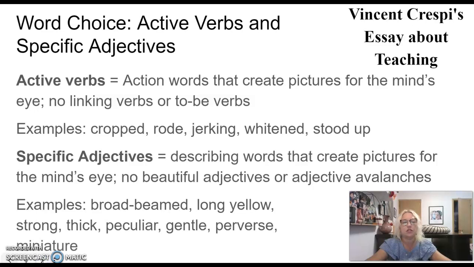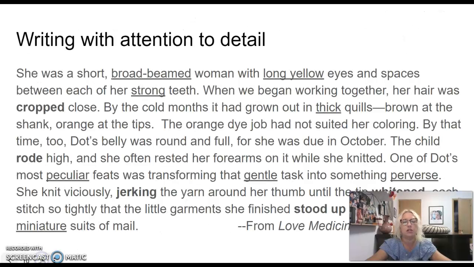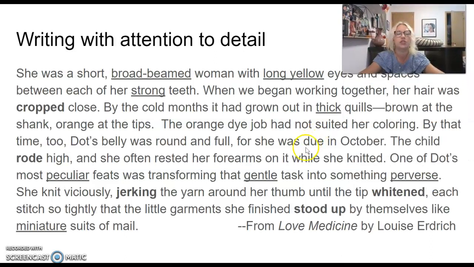So here's this passage from Louise Erdrich's Love Medicine. And this one goes, she was a short, broad-beamed woman with long yellow eyes and spaces between each of her strong teeth. When we began working together, her hair was cropped close. By the cold months, it had grown out in thick quills, brown at the shank, orange at the tips. The orange dye job had not suited her coloring. By that time, too, Dot's belly was round and full, for she was due in October.